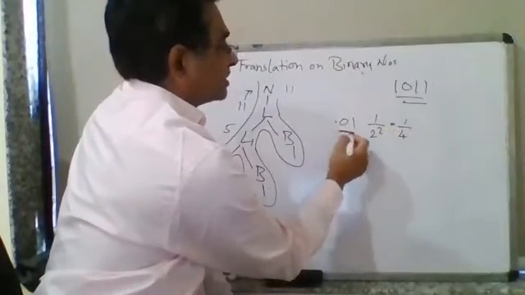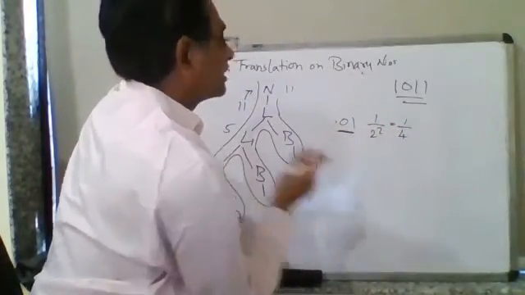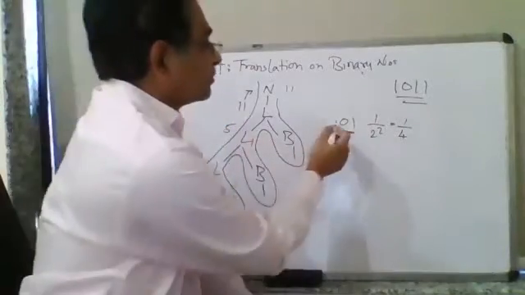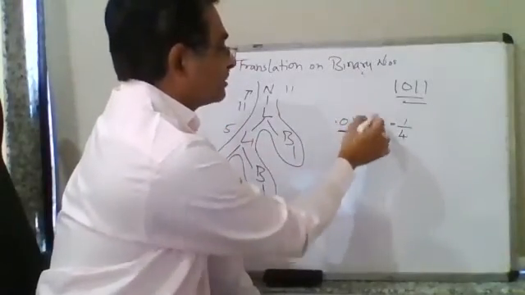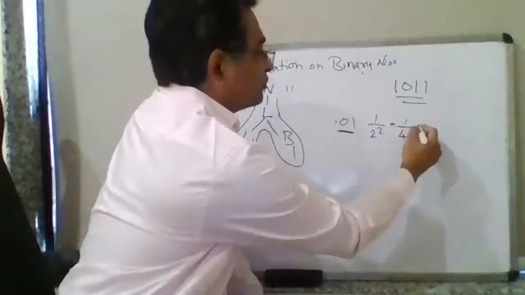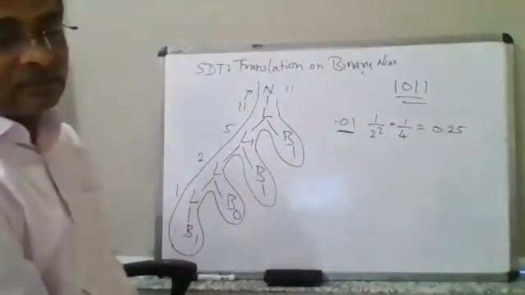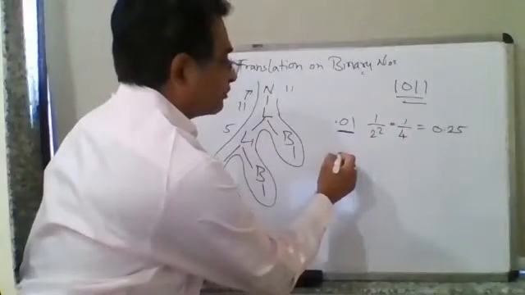Now, the total number of digits I'm talking about here is 2, and the total decimal value of this is 1. That's why 1 upon 2 to the power 2 is 1 by 4, which is nothing but 0.25, right? So this is one small example. Let's say here it is 0.11.